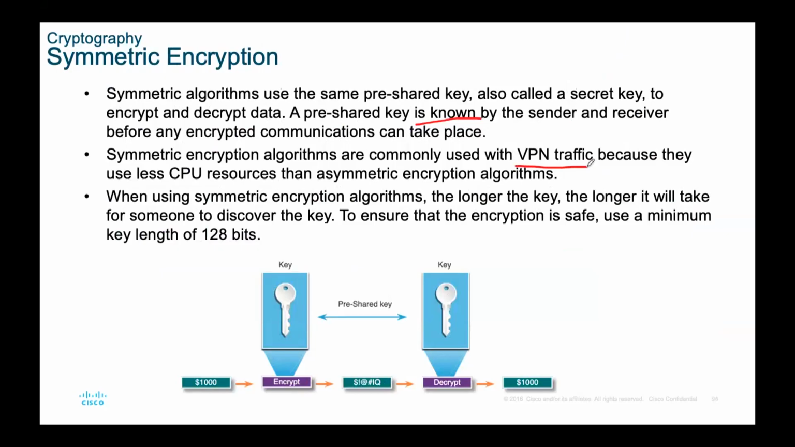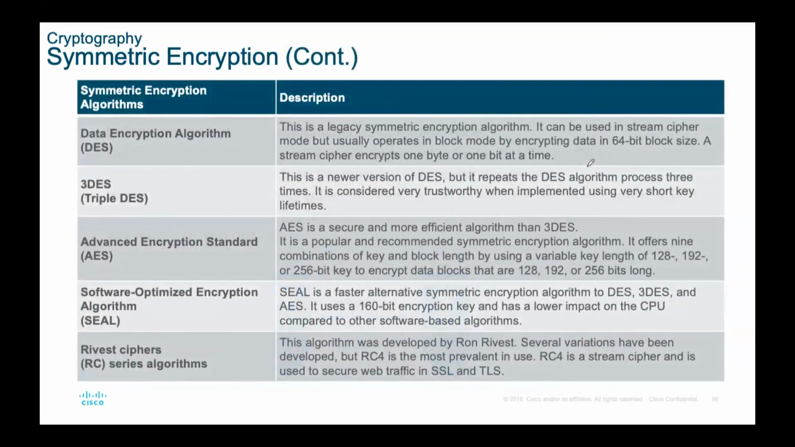encryption algorithms. When using symmetric encryption algorithms, the longer the key, the longer it will take for someone to discover the key. To ensure that the encryption is safe, use a minimum key length of 128 bits. So, symmetric encryption algorithms include DES, 3DES, AES, SEAL, and also the Rivest Cipher or RC series algorithms. You can go through each of the algorithms.